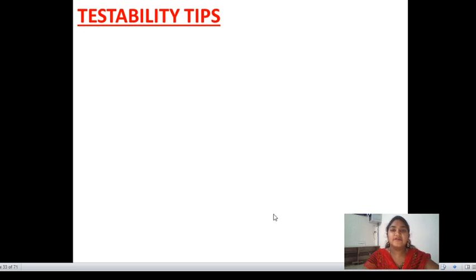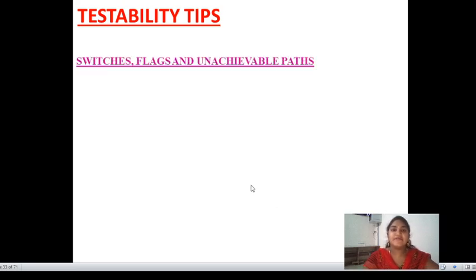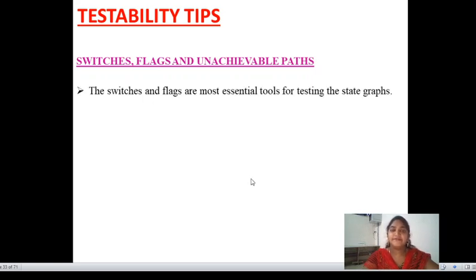Next we will go for the testability tips. What are the tips to be followed when state testing is defined? That is nothing but testability tips. Here we follow two ways. One is switches, flags and unachievable paths. The first one is switches. By using the switches, by defining the flags, which are flag variables, and unachievable paths. The switches and flags are the most essential tools for testing the state graph.